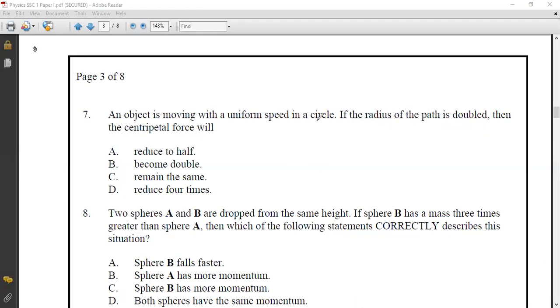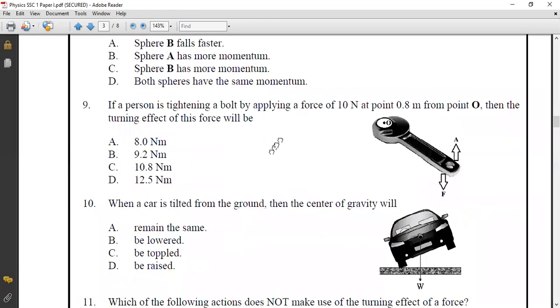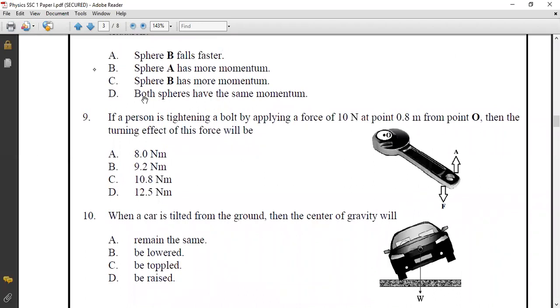Let's move to the other question, that is question number 9 and 10. These questions are from our chapter number 4, turning effect of forces. In the first question, a person is tightening a bolt with a force of 10 Newton at a point 0.8 meters from the point O, or the axis of rotation, and we have to find the turning effect. So this is the force and this is the moment arm.